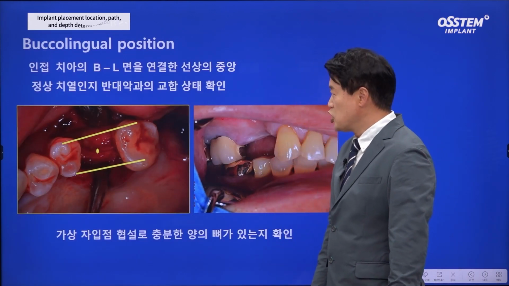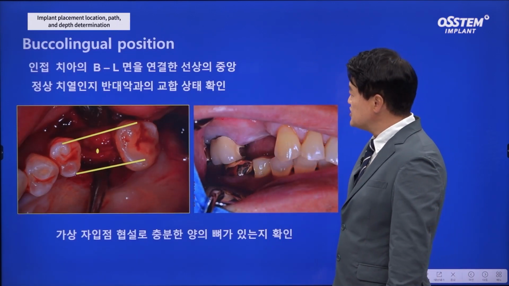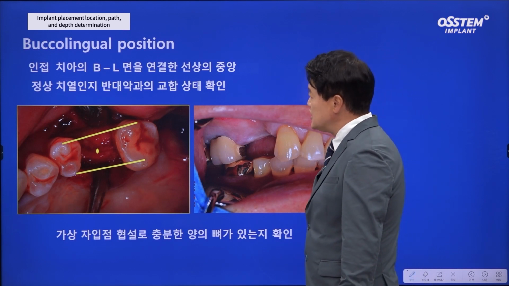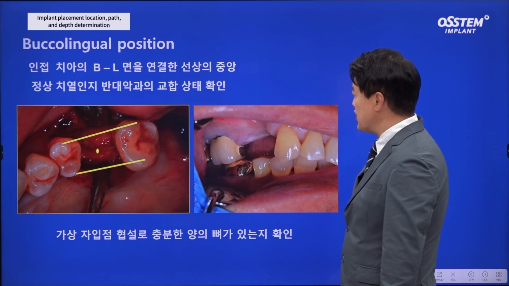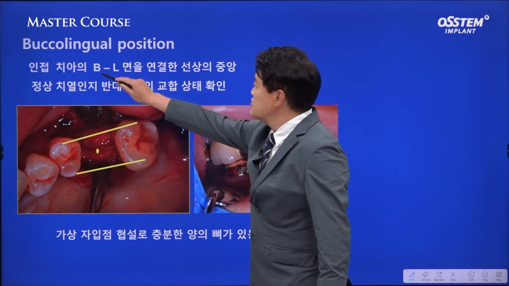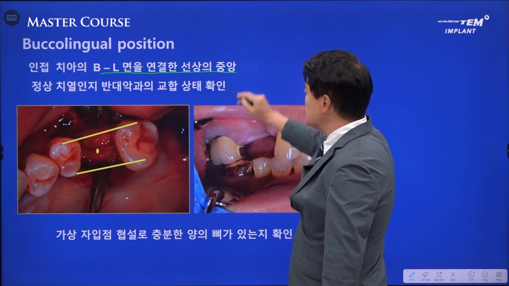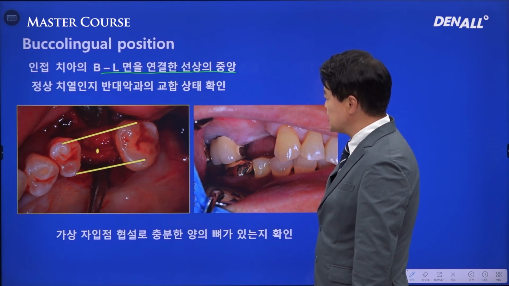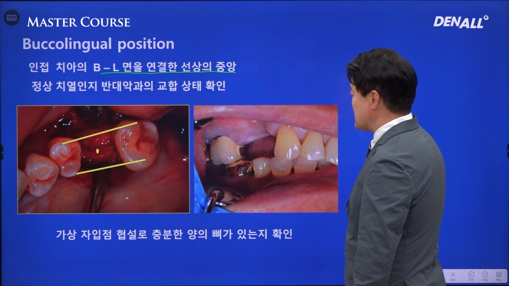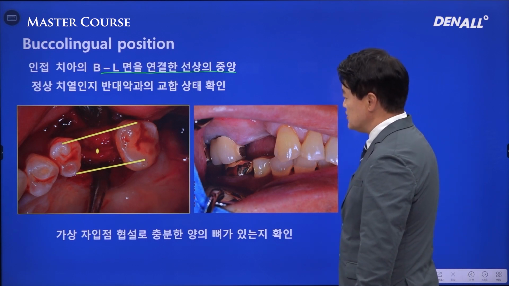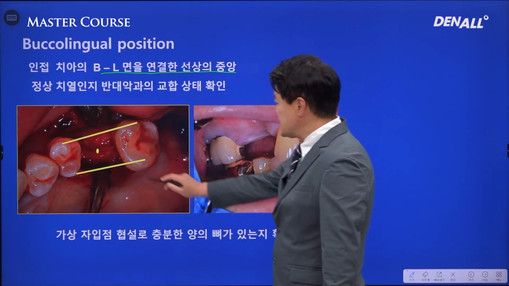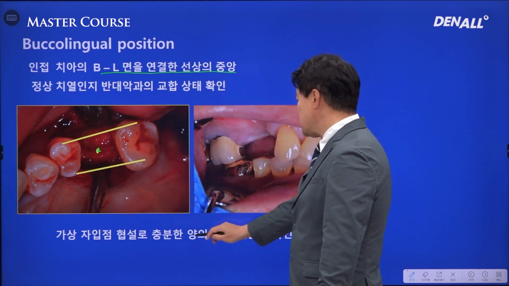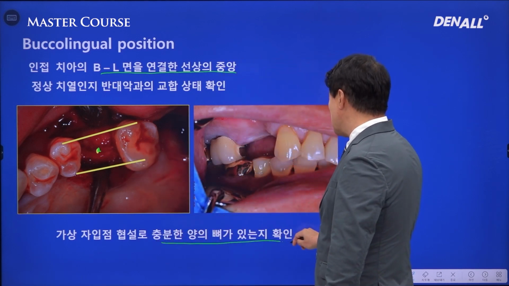Up to now, I have talked about mesiodistal position. Now, buccolingual position. It should be at the center of the buccolingual line connecting the adjacent teeth. You also need to check whether it is normal dentition and the occlusion with the opposing jaw. You also need to check whether there is sufficient bone on the buccal side of the virtual entry point of the implant.